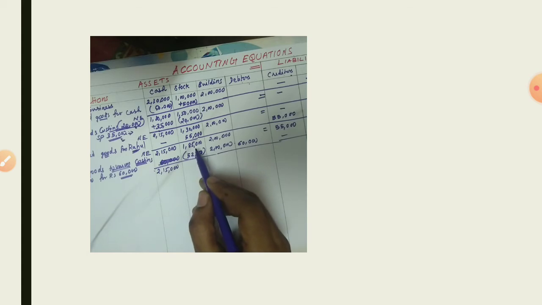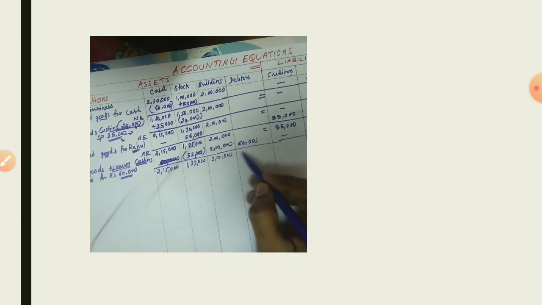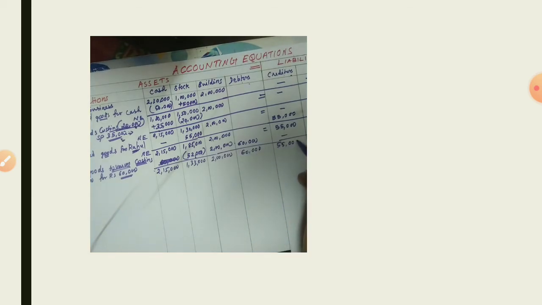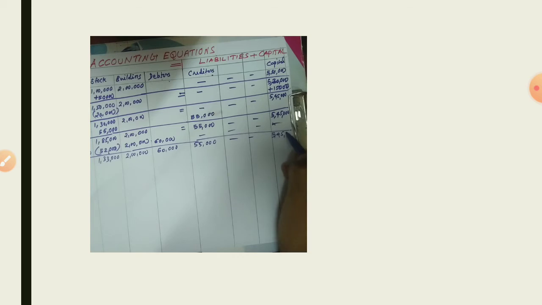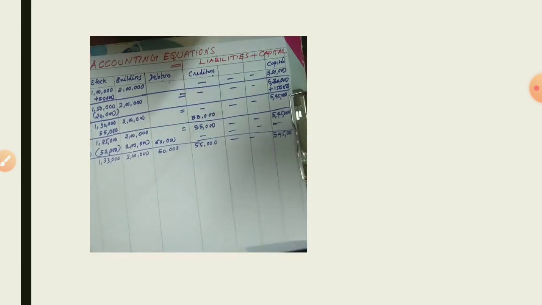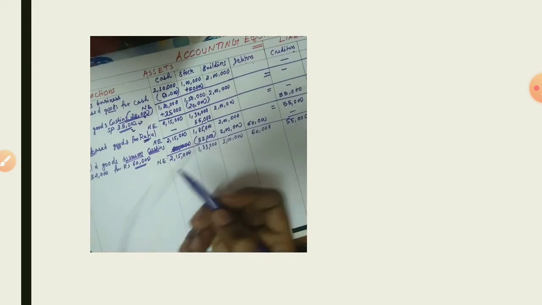Here 1,85,000 minus 52,000. So 1,33,000. Then building no change 2 lakh. Debtors 60,000. Creditors no change 55,000. Then capital same amount 5,45,000. Okay, so that is over. This is new equation NE.